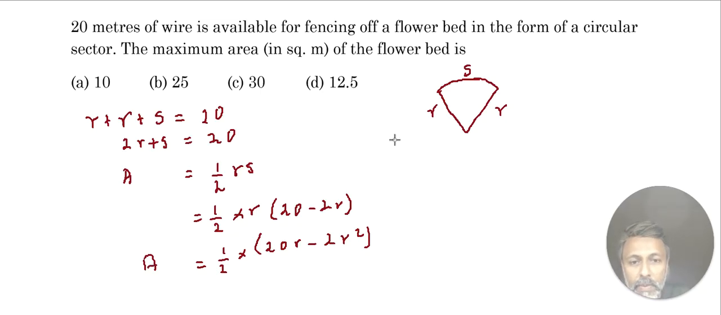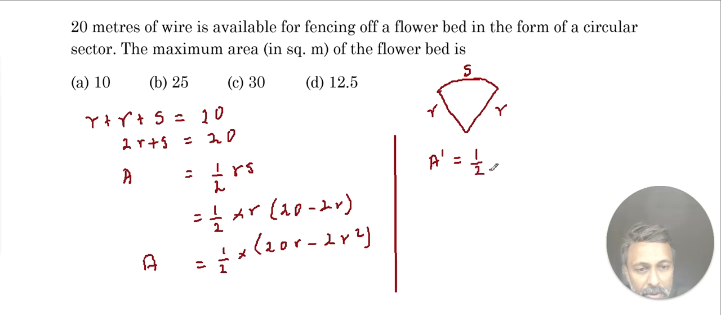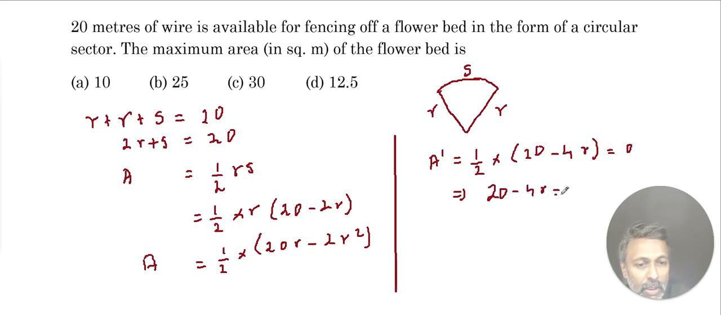Let us differentiate with respect to r. So when we differentiate, we get A' is equal to half times 20 minus 4r, since the derivative of 2r square is 4r, and equate it to 0. On simplifying, it is understandable that 20 minus 4r becomes equal to 0. So r is equal to 5. Take the second derivative, it will be negative. You can see minus 4 will come.